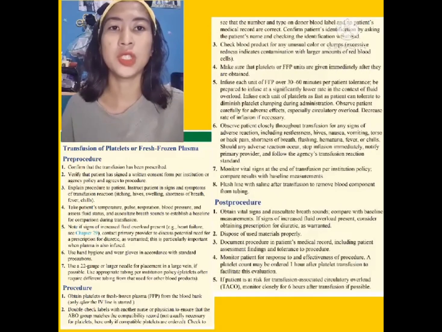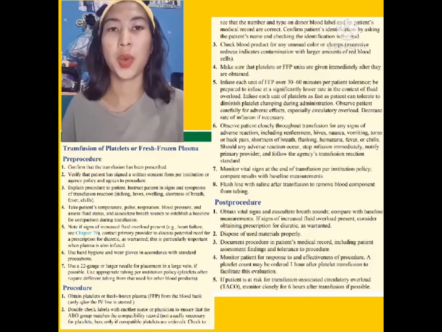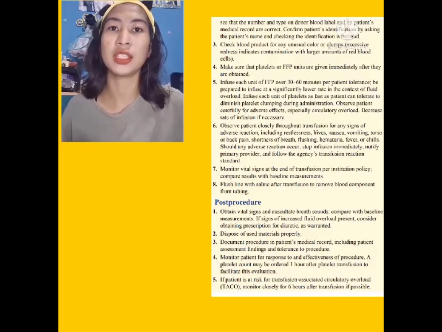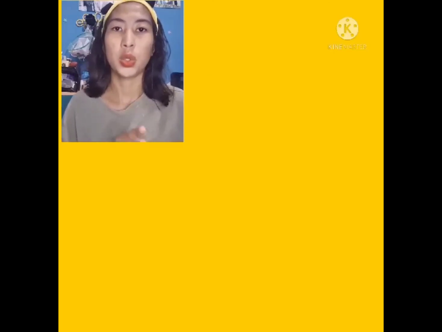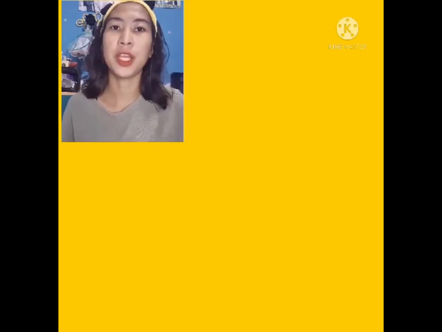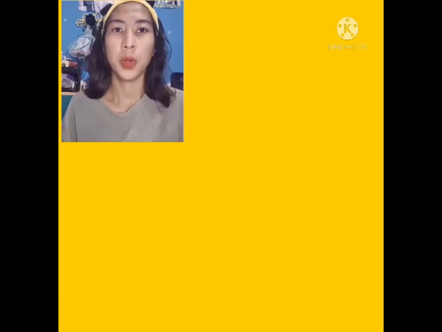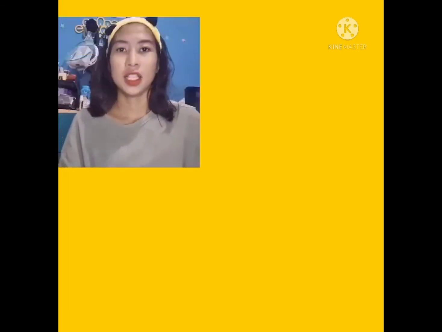For example, transfusion of RBC before being directed to the procedures requires a pre-procedure, followed by the procedure, and last is the post-procedure. You can see at the chart 32-2 and 32-3. And also for the platelets or fresh frozen plasma, it is the same as the RBC. Then the next one is setting.